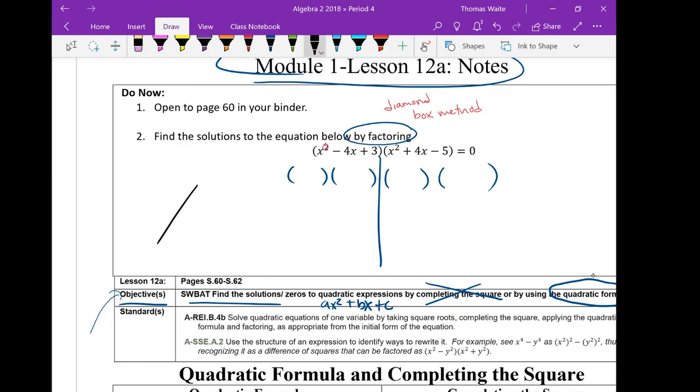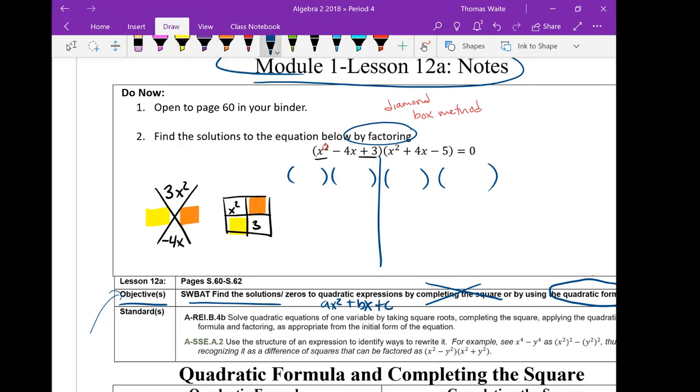So let's try that over here. The top is the product of our c and our ax squared term, so it's going to be 3 times the first term, which is x squared. And then the bottom is just our middle term, negative 4x. And in the box, we'd be putting the first term, x squared, the last term of 3, and then those two middle pieces are what we fill in to the middle of our box.